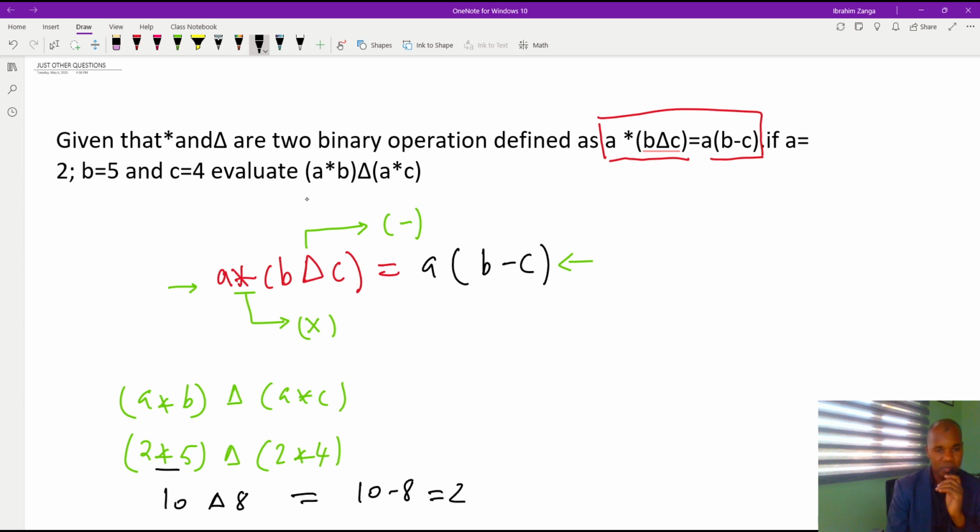So the value of this expression here, after evaluating all this expression here, we are getting 2, dear students. And that is the solution for this kind of question here.